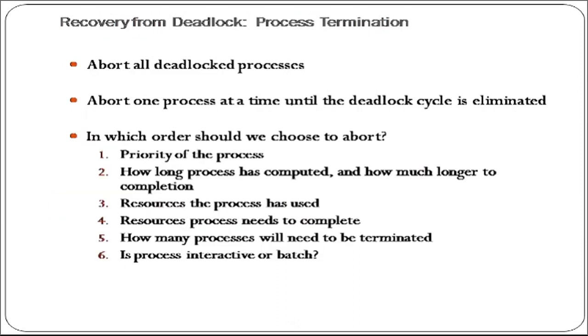Now after detection, next is recovery from deadlock, that is process termination. For recovery from deadlock, abort all the deadlocked processes, or abort one process at a time until the deadlock cycle is eliminated. Now there is a question: in which order should we choose the processes to abort? There are several ways, such as the priority of the processes. The process with the least priority will be selected first.